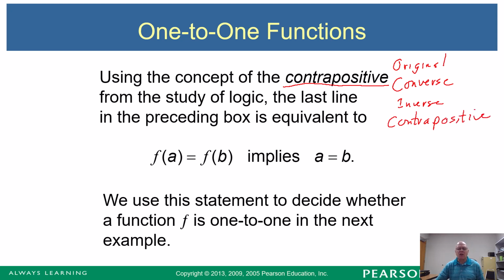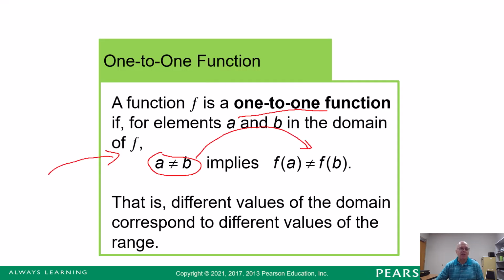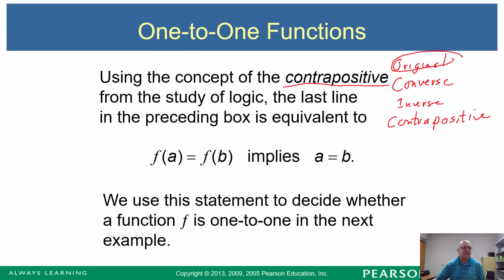Now, how do we get a contrapositive from some original statement? Let's sneak back here and take a look. This says that A not equal to B implies f of A is not equal to f of B. Let's go back. So I'm going to write this over here. A is not B implies that f of A is not the same as f of B.